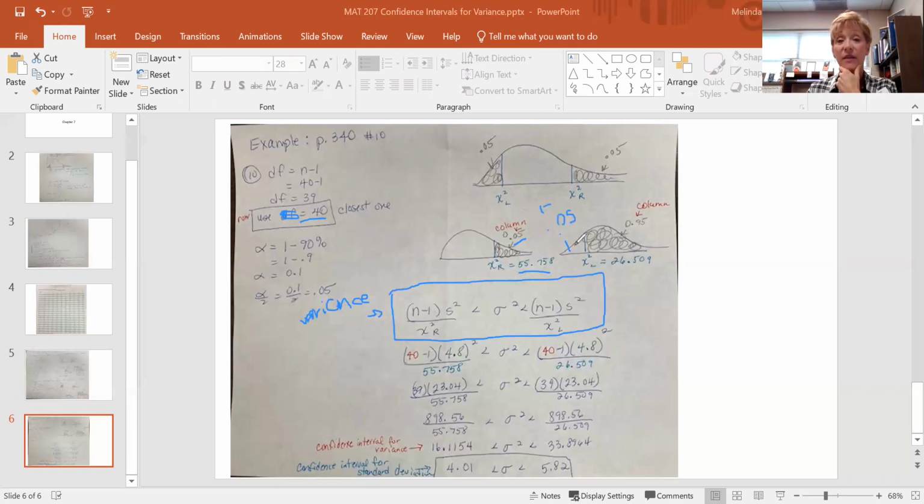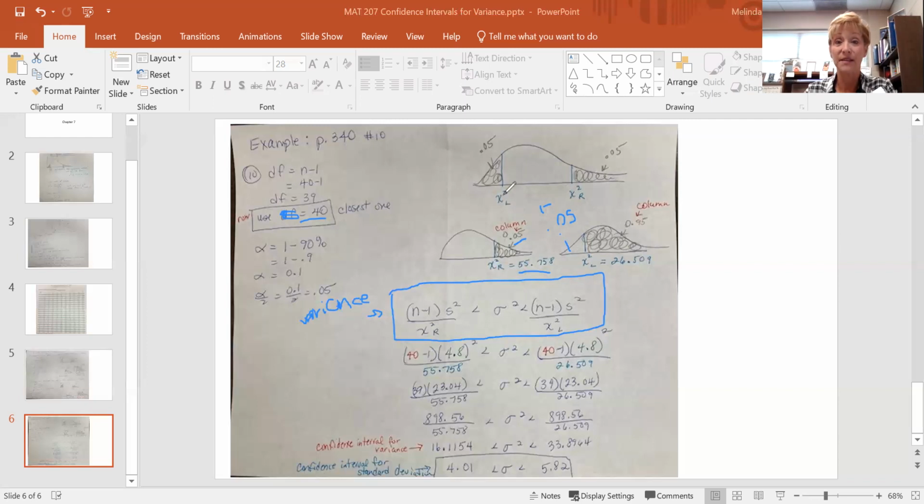So make sure you can find these chi-squared numbers. Now let me warn you about something. You need to pay attention. I'll tell you why in a second. I want you to notice that on the formula, the right one is on the left side and the left one is on the right side.